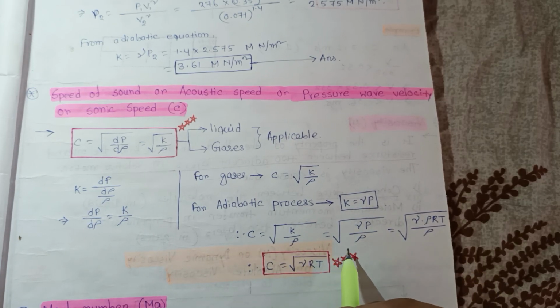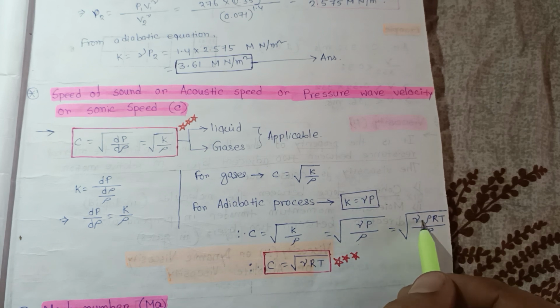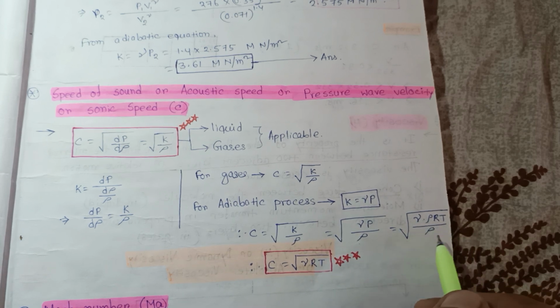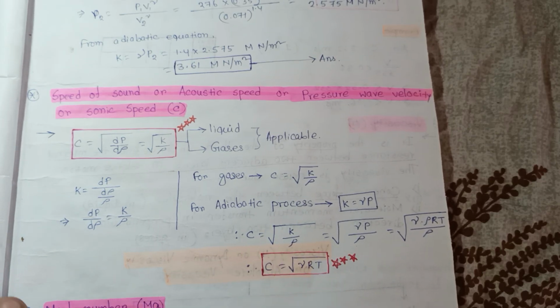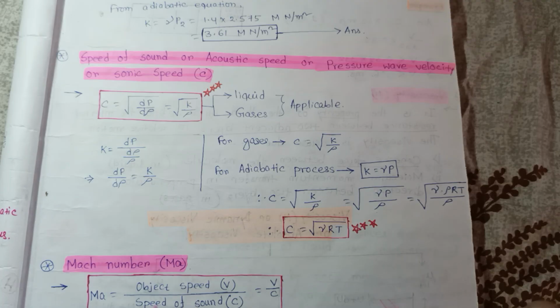We know that K equal to gamma into P, so C is under root gamma P by rho. And P by rho equals RT, since P equals rho RT. So for an adiabatic process C is equal to under root gamma into R into T. So C equal to under root gamma RT. This is very, very important.